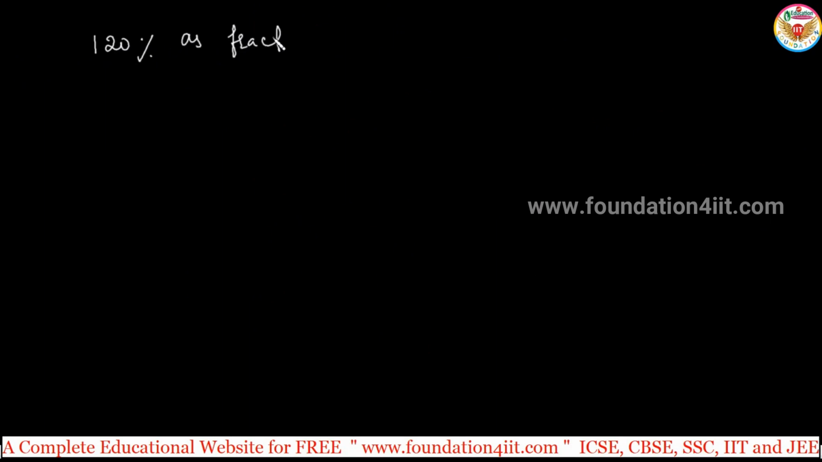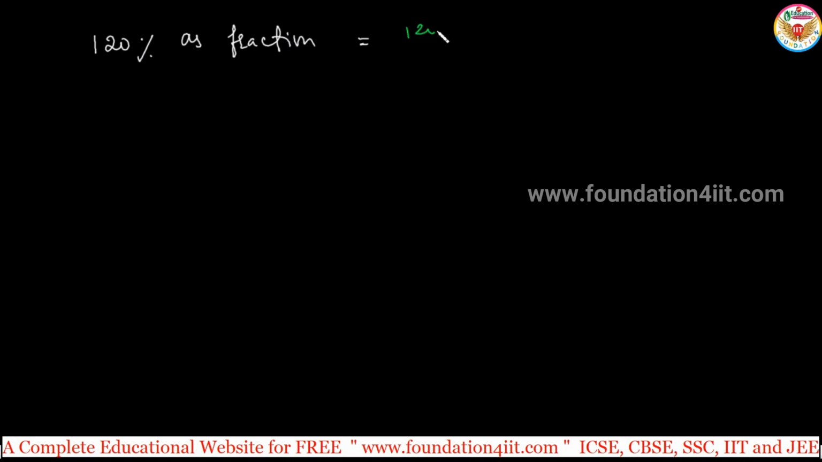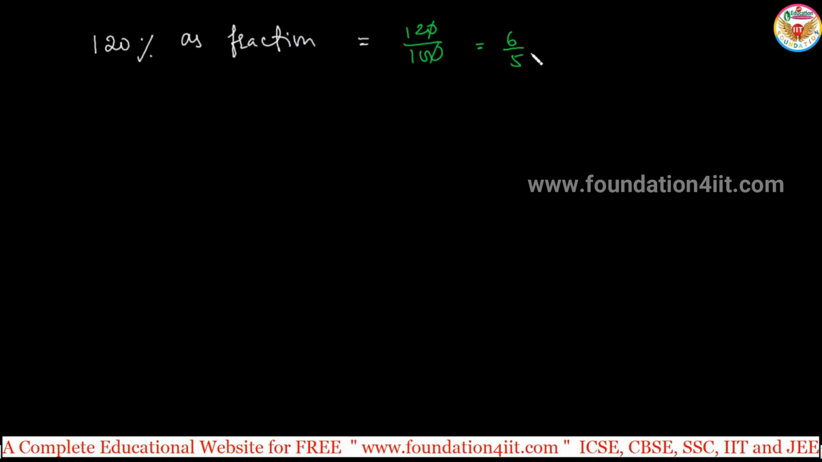For example, 120% to be given as a fraction. Previously, for fraction to percentage, we did multiplication with 100. Now for percentage to fraction we should divide by 100. So take 120 divided by 100, cancel the zeros: 12 by 10, so 6 by 5. So 120% as a fraction is 6 by 5.